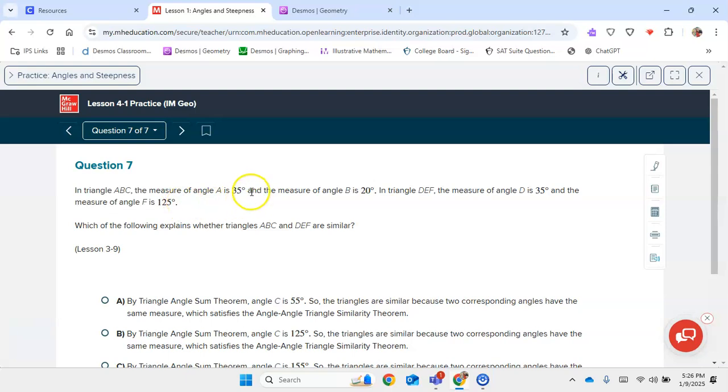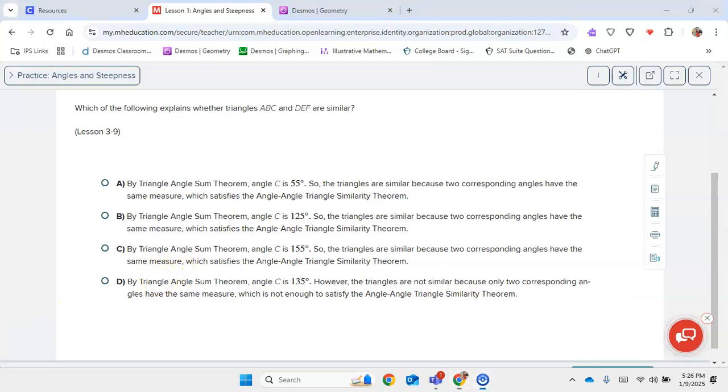That's 145 plus 35, which is 180. So we know two angles of this triangle are congruent to two angles of the other triangle, so they are similar. By triangle sum theorem, angle C is 125 degrees, so the triangles are similar because two corresponding angles have the same measure, which satisfies the angle-angle triangle similarity theorem.